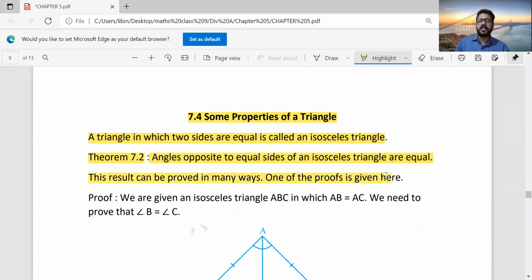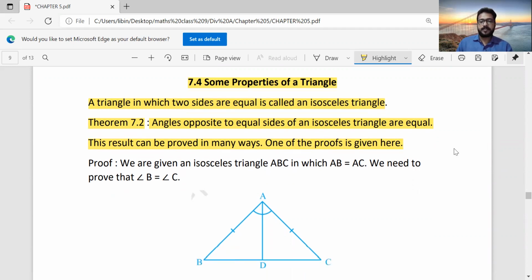Actually, this result can be proved in many ways, and only one such proof we are doing here. So let us see. We are given an isosceles triangle ABC in which AB is equal to AC. We need to prove that angle B is equal to angle C. Okay, we want to prove that angle B is equal to angle C. Clear? That is our aim.